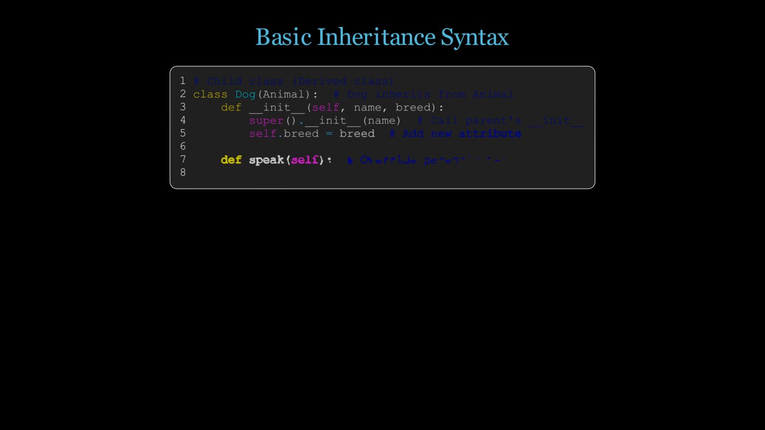The Dog class inherits from Animal by putting Animal in parentheses. Inside __init__, we call super().__init__(name) to initialize the parent class. This sets up the name attribute. Then we add a new breed attribute specific to dogs. We also override the speak method to make dogs bark instead of making a generic sound. Dog inherits move from Animal automatically.